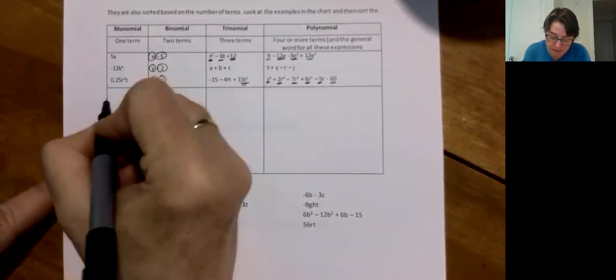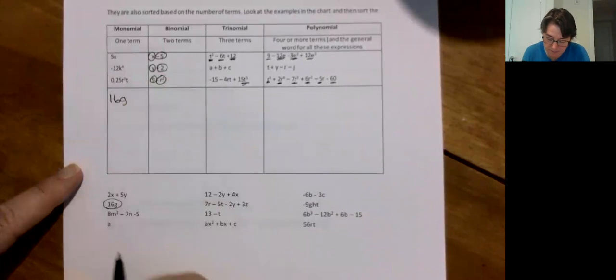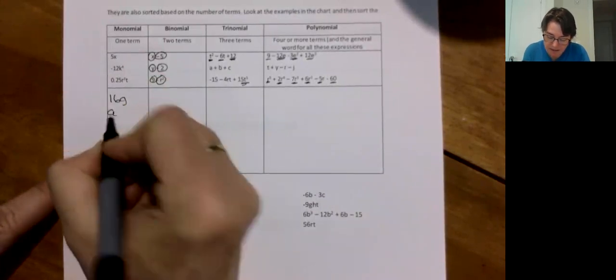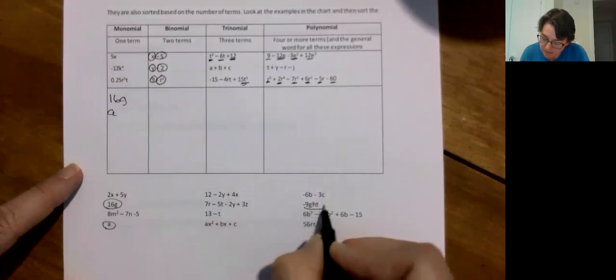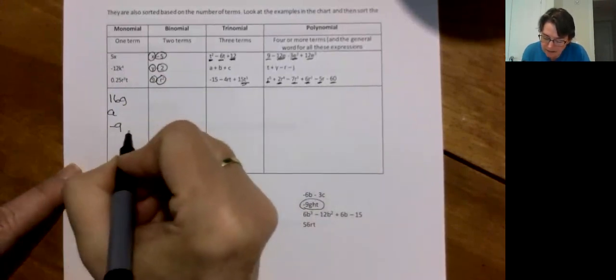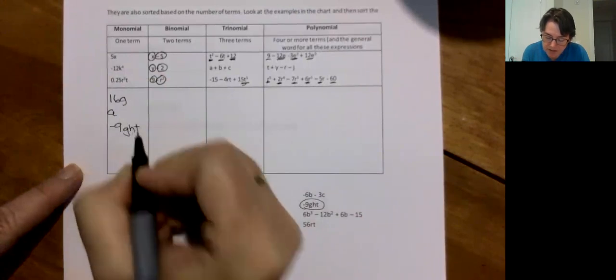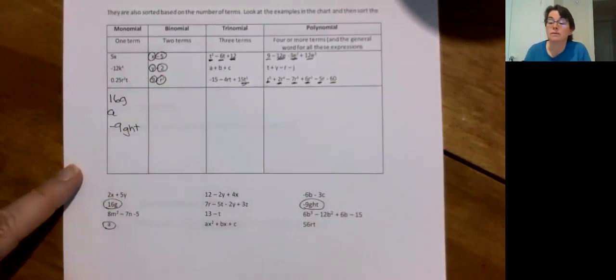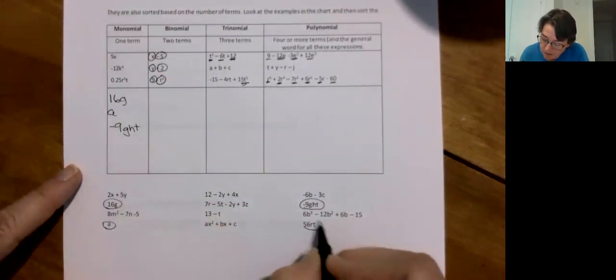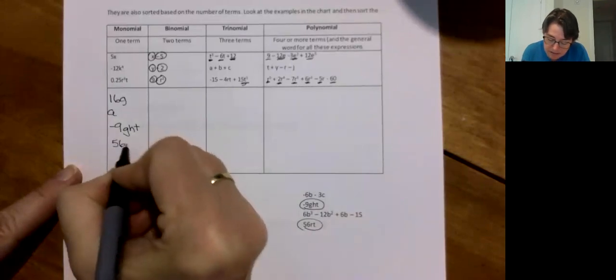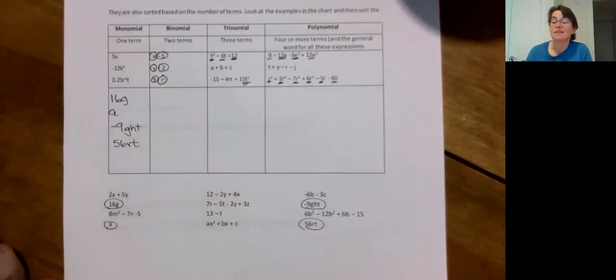1 term, nothing else. 16G. There's 1 term. No. Oh, there's one. Minus 9GHT. So you could have a whole bunch more variables after that. It doesn't matter. You can have just a variable. And there's another one. 56RT. That was not hard. Naming them is not that hard. It just shows up on a test. Think of it as a gift, as nice, easy marks.